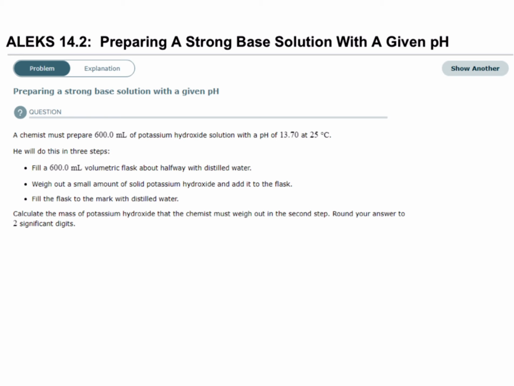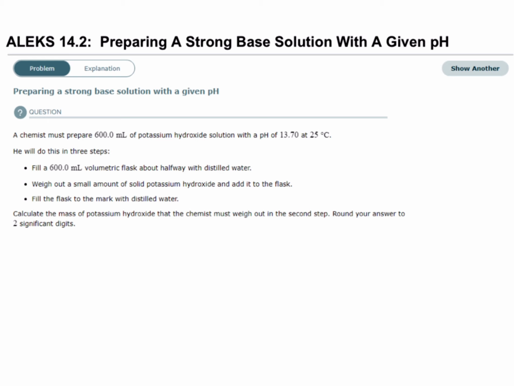He will fill a 600 milliliter volumetric flask about halfway with distilled water. He's going to weigh out a small amount of solid potassium hydroxide and add it to the flask. He will then fill the flask to the mark with distilled water. We're asked to calculate the mass of potassium hydroxide that the chemist must weigh out and round our final answer to 2 significant figures. So we want to try not to get overwhelmed with the unnecessary information and just focus on the information that we do need.